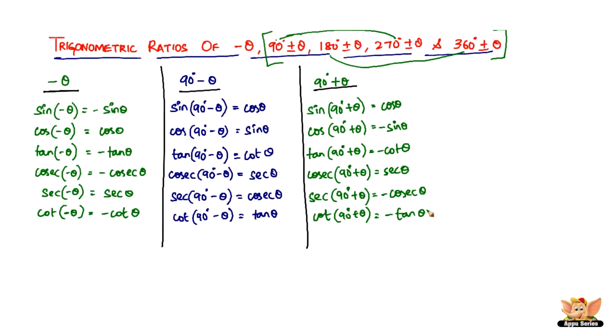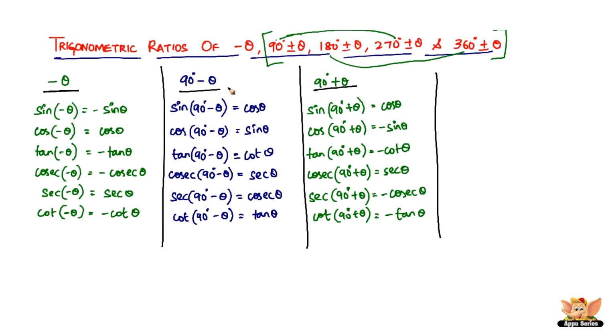Well, I am not sure what you've really observed here, but let me tell you one important point as far as this 90 plus theta is concerned. Now, if you see 90 and 270, as I told you, sine is going to change to cos, cos to sine, tan to cot, cosecant to secant, secant to cosecant, and cot to tan. But what's the difference between 90 minus theta and 90 plus theta?